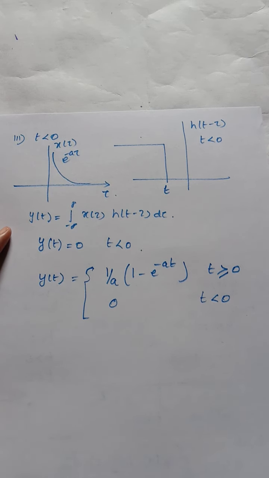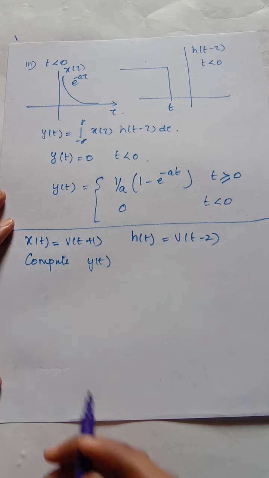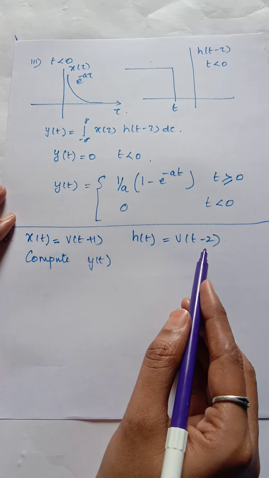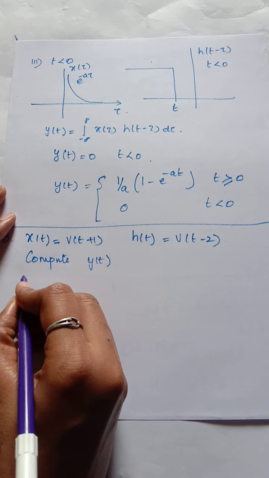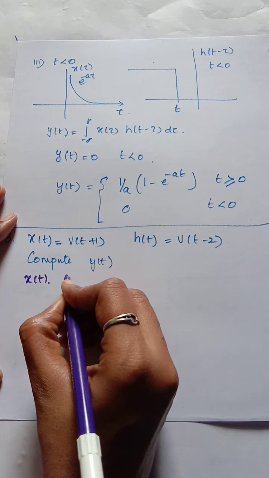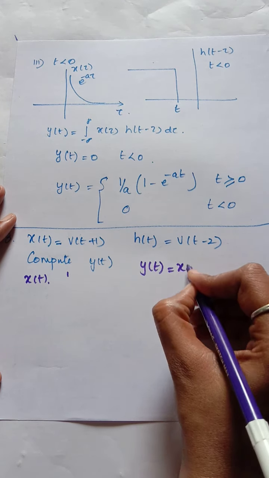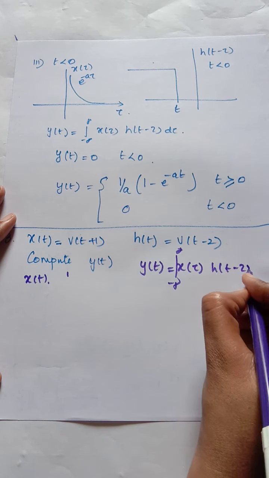The convolution integral for infinite duration as well as for finite duration. So the next problem is x of t equal to u of t plus 1, h of t equal to u of t minus 2. We need to perform convolution. So the first step is draw x of t. So according to the formula, y of t is equal to integral minus infinity to infinity x of tau h of t minus tau d tau.